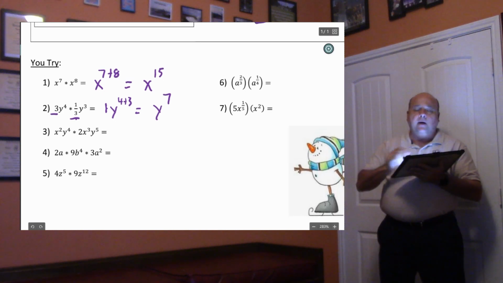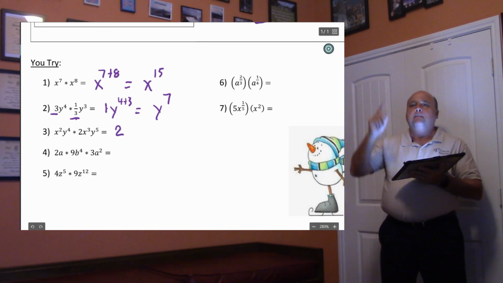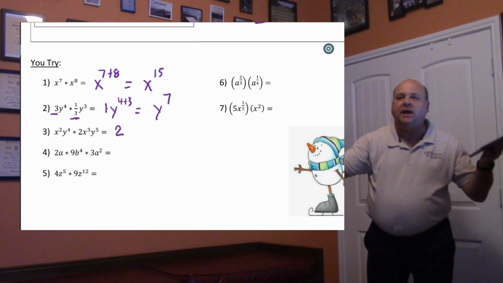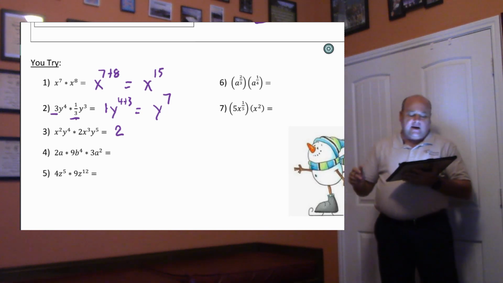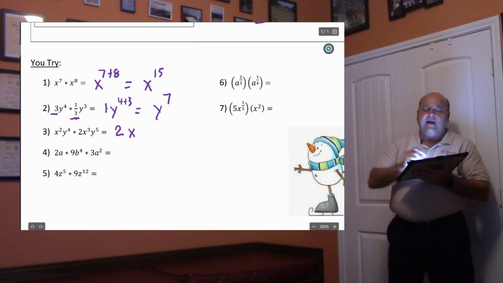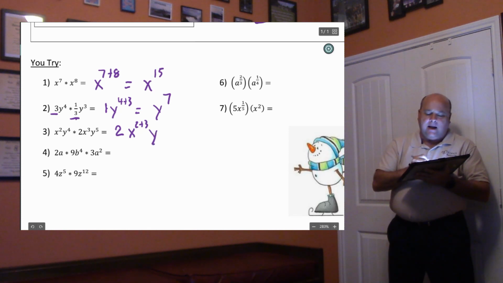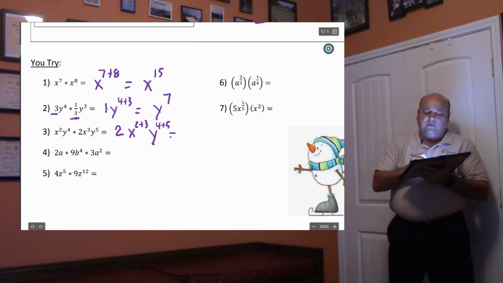What is the only number I have in here? It's a 2, right? So write down a 2. Put the letters in alphabetical order. So the first letter alphabetically is X. Now then add up those exponents. I got 2 and 3, don't I? The next letter is Y. I'm going to add up 4 and 5. Now then write down your answer. This is going to equal 2, X to the 5, Y to the 9.